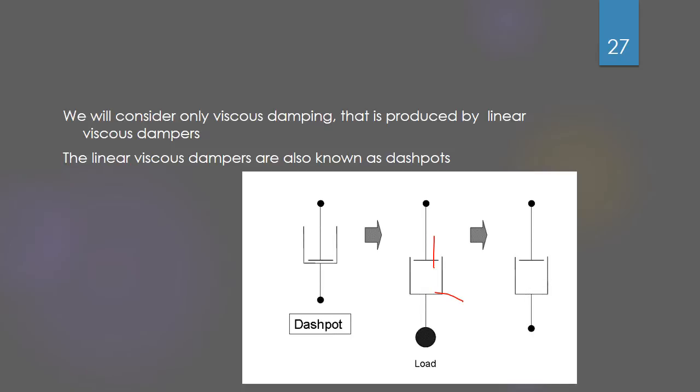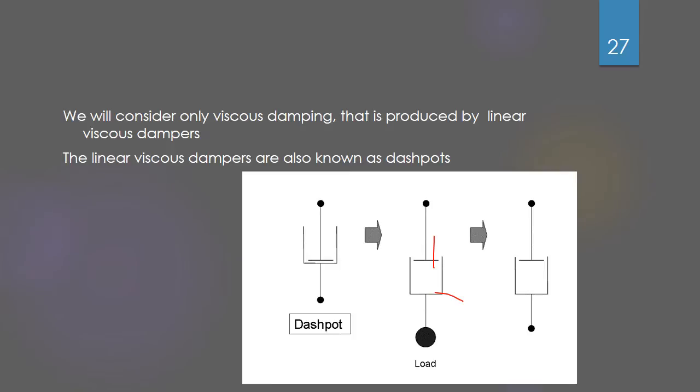Now in this presentation we'll consider only the viscous damping that is produced by linear viscous dampers. These linear viscous dampers are also called dashpots, as I have shown in the picture below. You can see that this one at the lower part is filled with fluid.